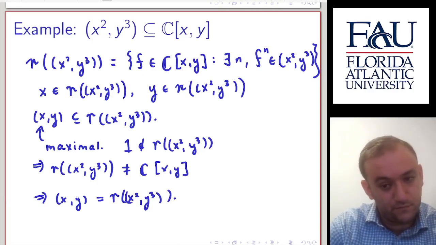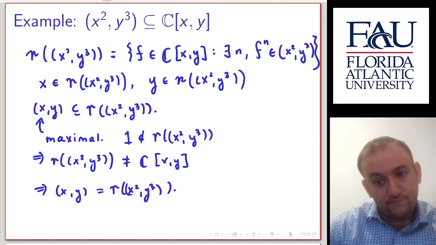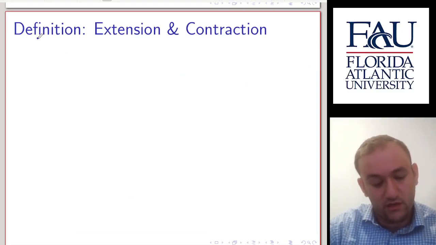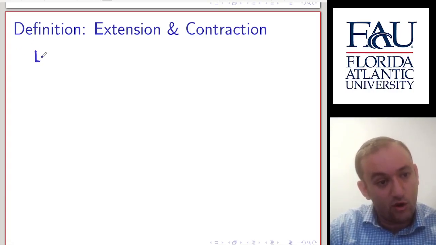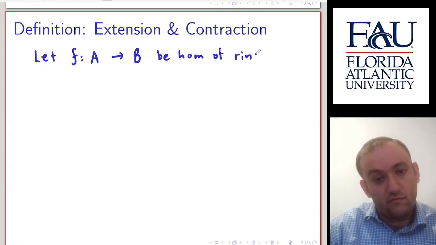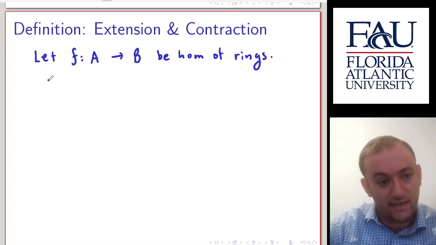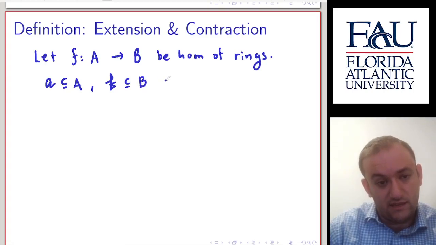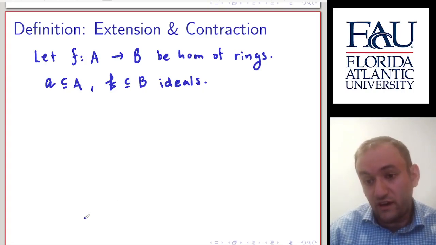Okay. Now we define our final operations, and that's extension and contraction. And this is going to be phrased in terms of a homomorphism of rings. So let's let f from A to B be a homomorphism of rings. And let's take 𝔞 to be an ideal of A and 𝔟 to be, you guessed it, an ideal of B. Now we can define the following operations.